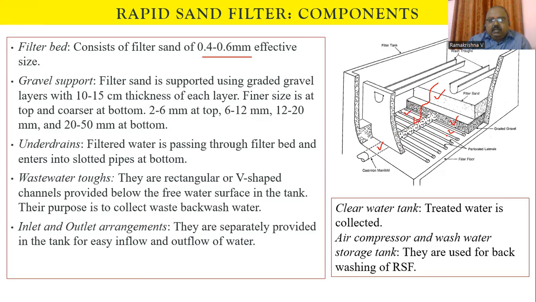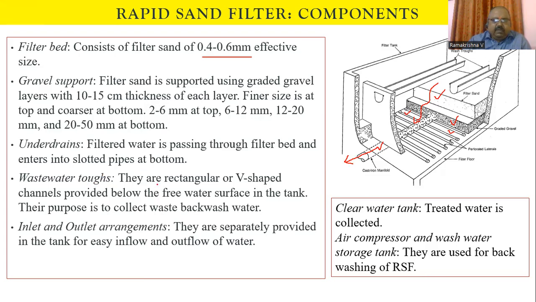And these laterals have slots, and water will pass through these slots in the lateral pipes and be collected at the central pipe, the manifold pipe. And this is given a longitudinal slope towards one direction, and all the water collected from the different parts of the filter bed through the laterals is passed through the central pipe towards one direction by gravity, this bottom slope, and then it will be collected as outlet.